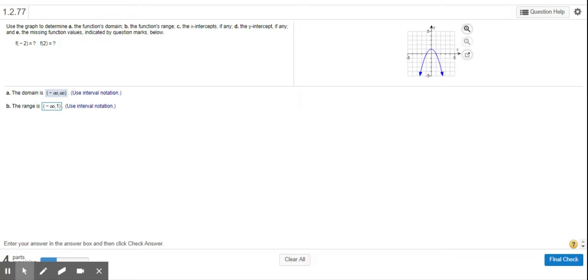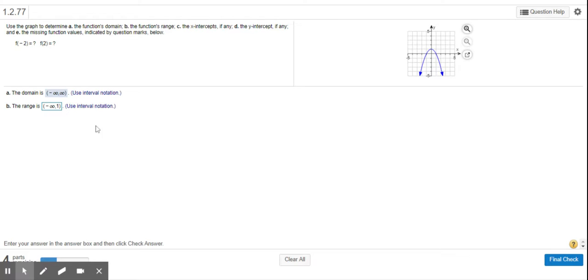Okay, so the range, close, really close. So the student had already input negative infinity to 1. Seems to make sense. Going down, it definitely is negative infinity. That part's true. Going up, it does appear to go to 1. That part's true. The only issue is that the curve does touch 1.